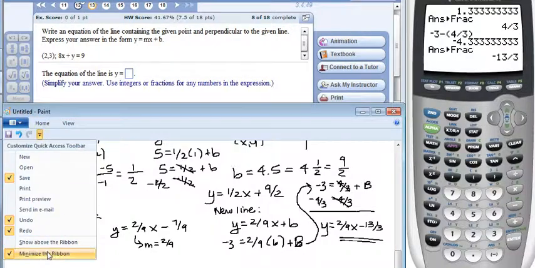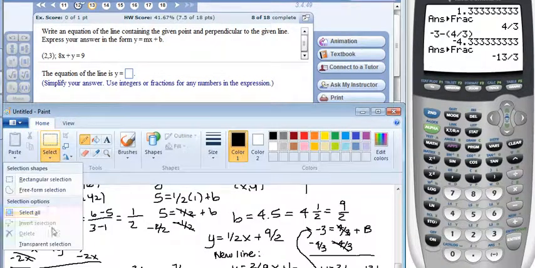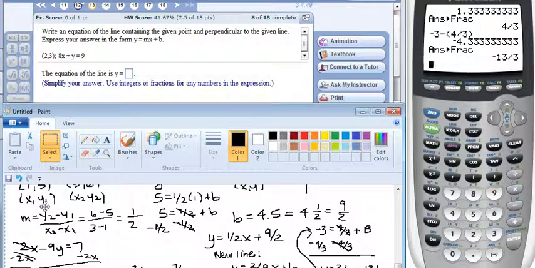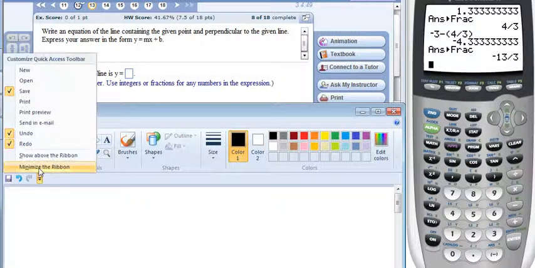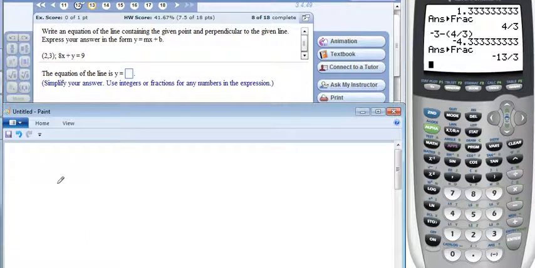So let's get a new screen, shall we? Select all to delete, and we'll go back to our pen, and I'm going to go back to top. Minimize my ribbon. All right. This one's very similar, except this time we want to go perpendicular to the given line. So I'll get you started on this one. I'll at least get you the slope, and from there you should be good, because then it's nothing new.